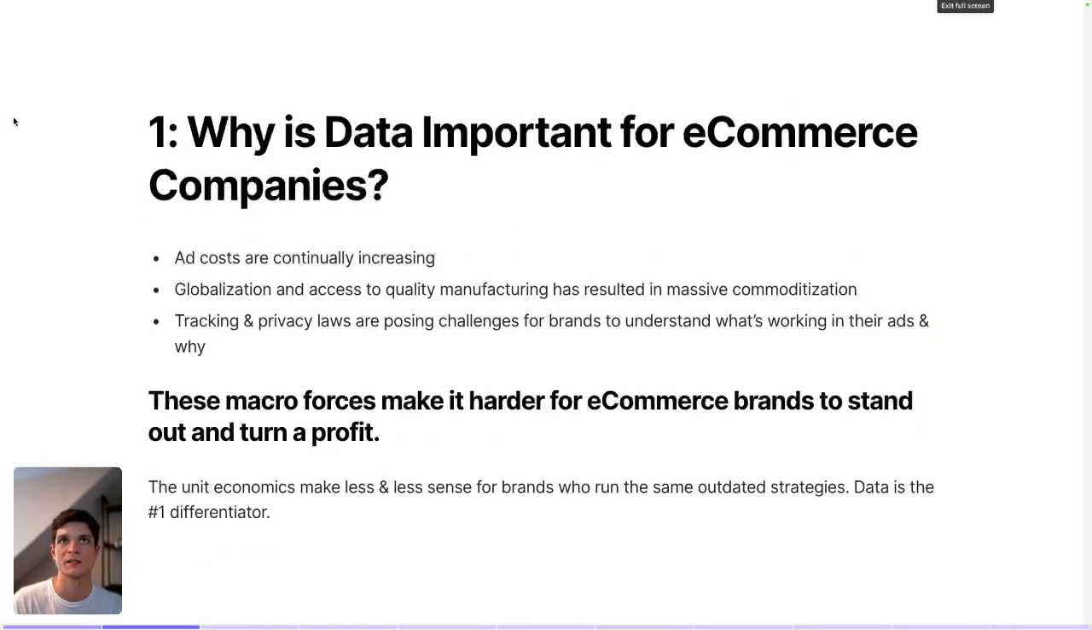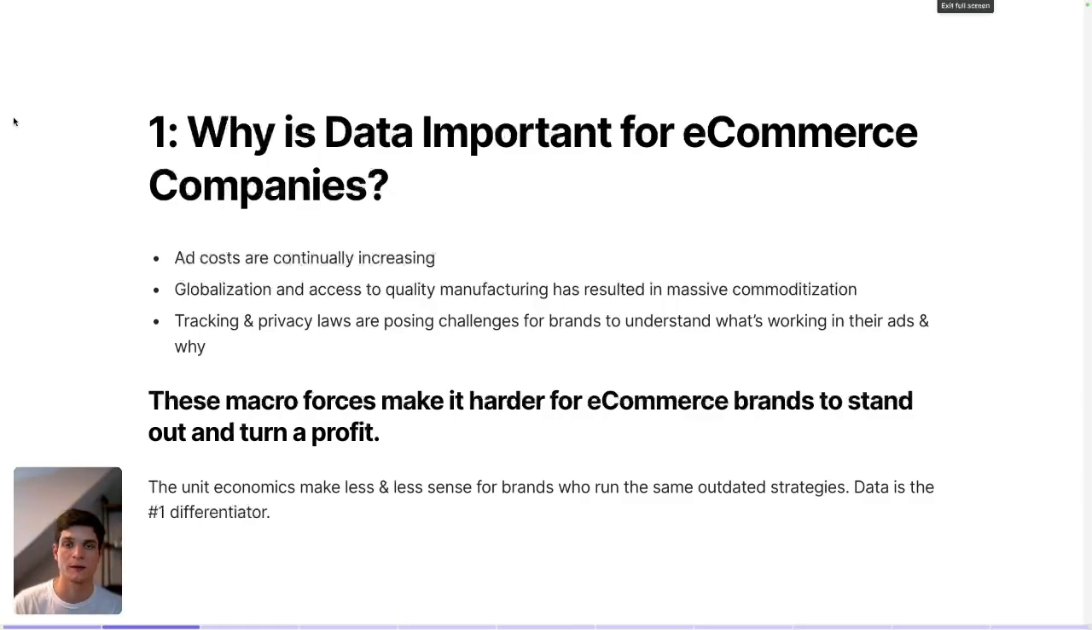And so number one, why is data important for e-commerce companies? What used to work for growing an e-commerce brand just does not work anymore. And that's just because of the fact that ad costs are constantly increasing. Globalization and access to manufacturing results in tons of commoditized goods. So there's more competition than ever. Tracking and privacy laws that are constantly changing and posing more challenges for brands to understand what's working in their ads and why. These are all macro forces that make it harder for e-commerce brands to stand out, to differentiate their products, and to turn a profit.